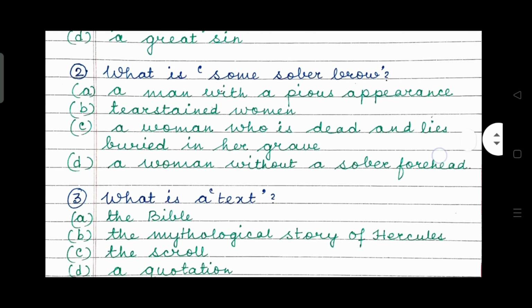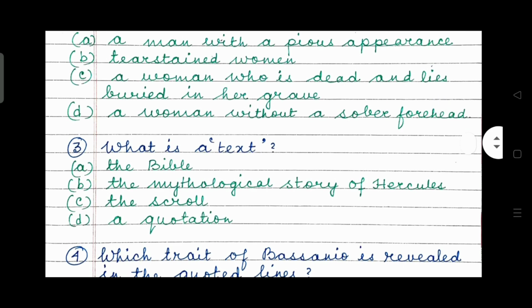What is a text? The Bible, the mythological story of Hercules, the scroll, or just a quotation. Text is the Bible or a holy book. Whatever option you get, you will put a tick mark. It may be the Bible or it may be a holy text or a holy book.